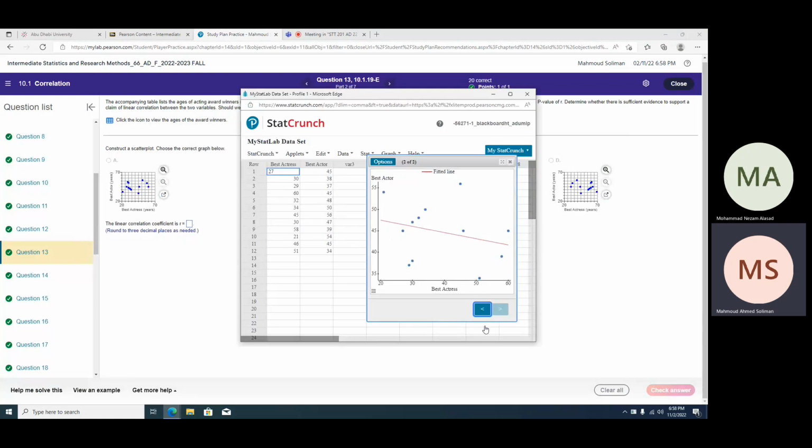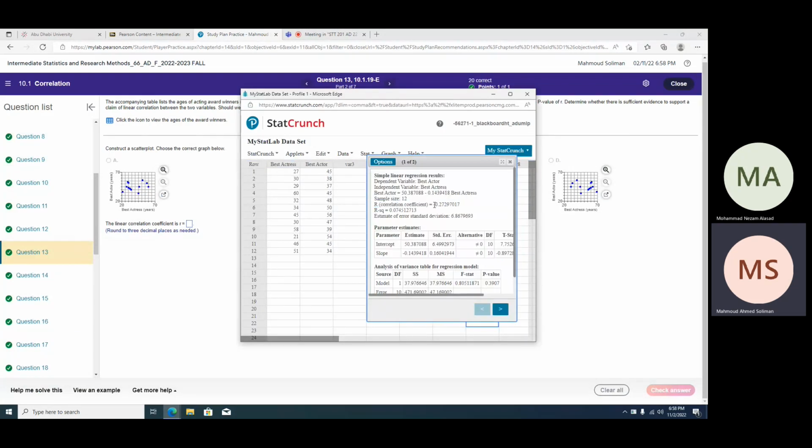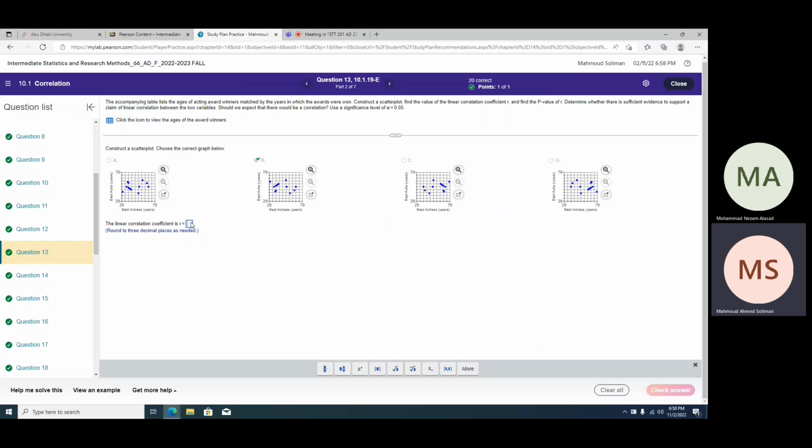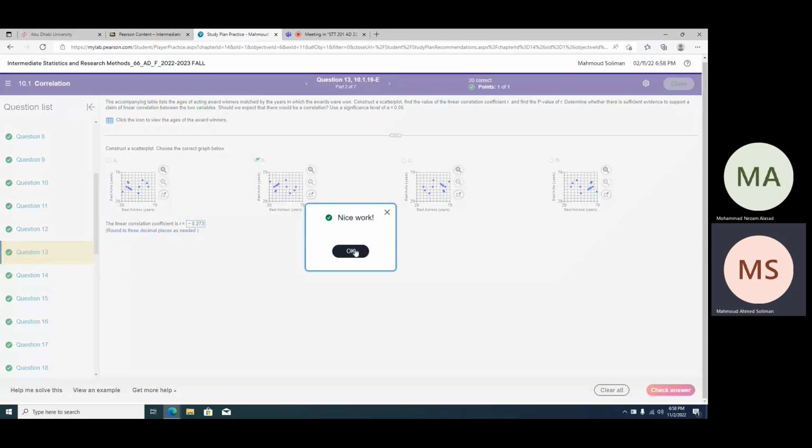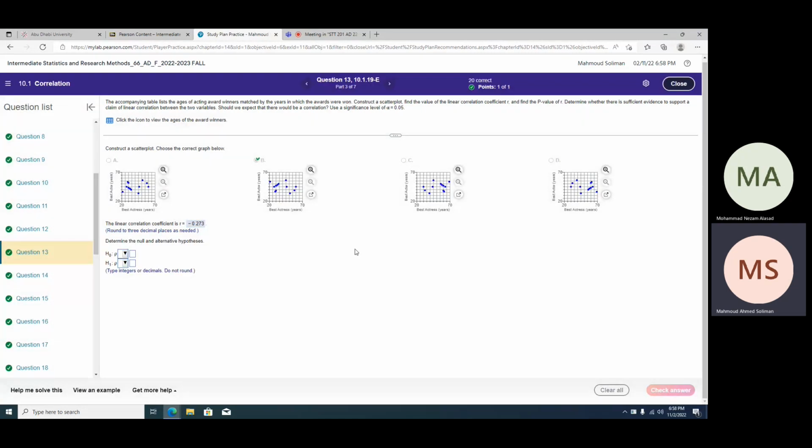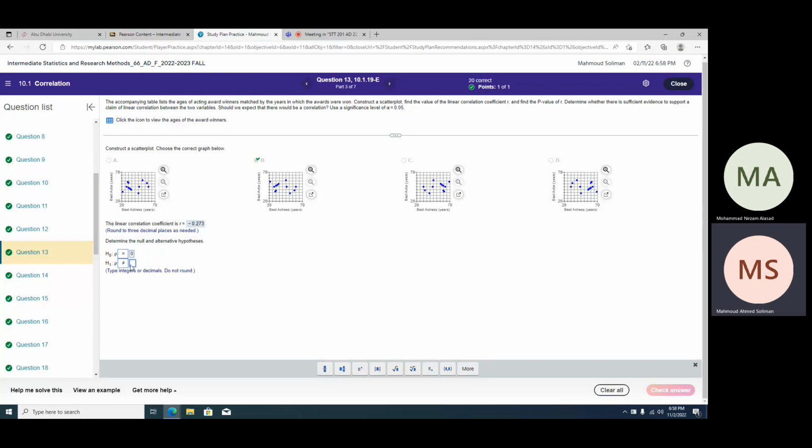Yes. Go left, and then here we have it negative. Keep it as negative. We'll do 3 decimals. Then equal 0, not equal 0. Then 3 marks, equal 0, not equal 0, 3 marks, not equal 0.